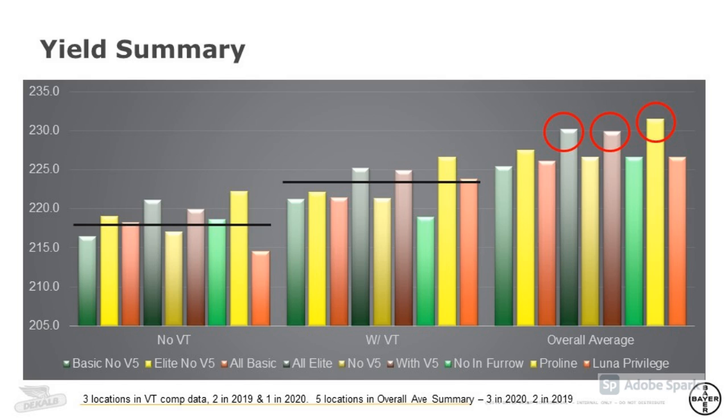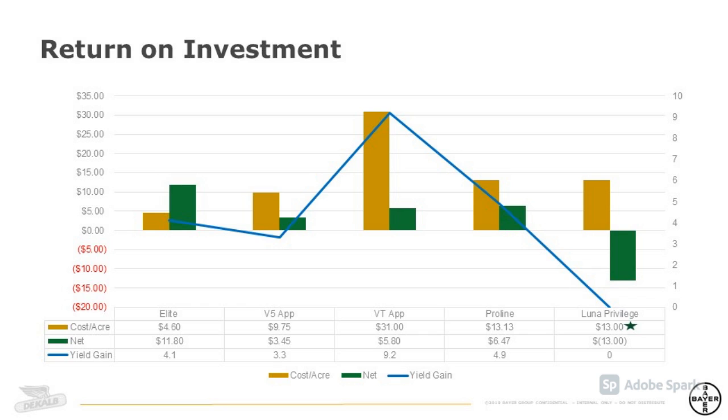And then there in the right cluster of bars, you see 3 red circles. The circle on the left is calling out the Elite seed treatment advantage at 4.1 bushel over the basic. The center red circle is calling out the V5 fungicide application over the check, which is a 3.3 bushel advantage. And then the right circle is calling out the yield advantage of ProLine, which was just under 5 bushel to the acre. I think it's pertinent as we look at these management options to look at the return on investment.